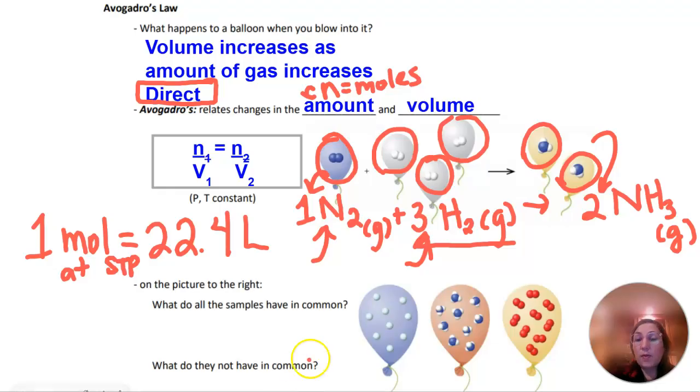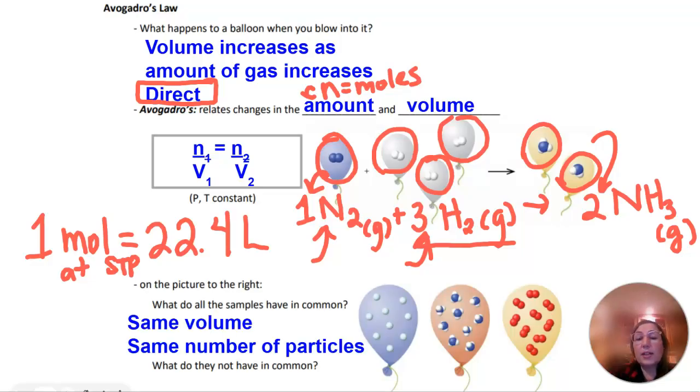Okay, so if we look at these pictures on the right of some different gases, let's think about what they have in common. They look like they're all taking up the same volume. And let's check out the particles. They have 1, 2, 3, 4, 5, 6, 7, 8, 9. If we count a whole molecule as a particle, 1, 2, 3, 4, 5, 6, 7, 8, 9. And you guessed it, 9 again. There are 9 particles in each balloon. So they each have the same volume and the same number of particles, 9 in each one.